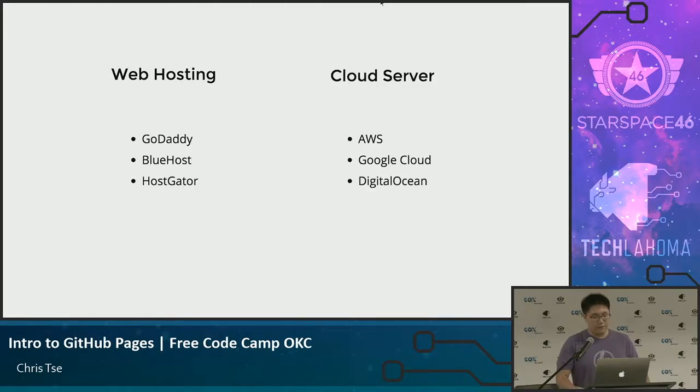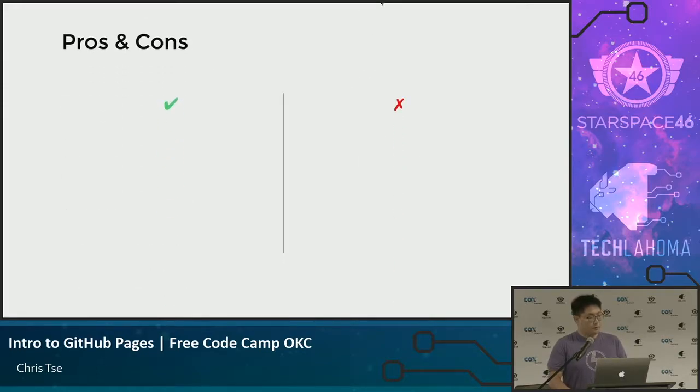And the other way is cloud servers. What these do is give you a blank Linux virtual machine, and you can set up all the server from scratch. You can choose what language you want to write your backend in if you're writing a more complex application. And so there are several pros and cons with each of these methods.